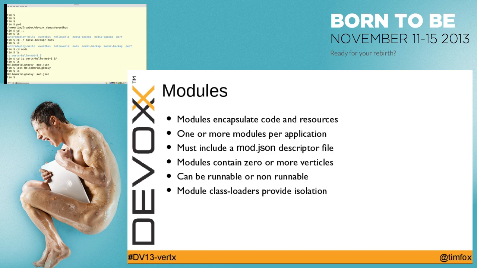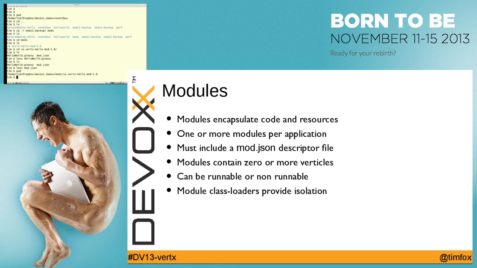And let's have a look at the descriptor file. Now, I said before, all modules must have a descriptor file, so here is the descriptor file. So let's take a look at that. And this is a very simple module. All it has is a single field called main, which tells Vert.x when this module is run, the actual thing that you need to execute is this verticle, because there could be more than one verticle in the module.